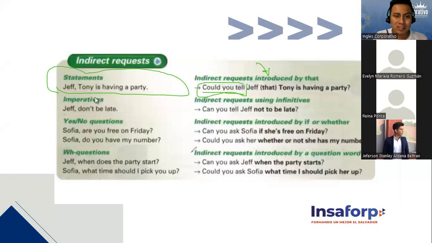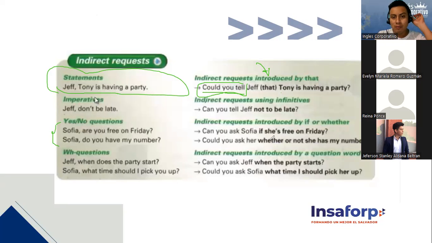Okay, well, this is just an overview, right? And this is important. I want to see how you create this one. Let's think about just yes/no questions. We can think about simple present, so we can create the sentences. Sophia, are you free on Friday? And then take a look at this one: can you ask Sophia if she's free on Friday?